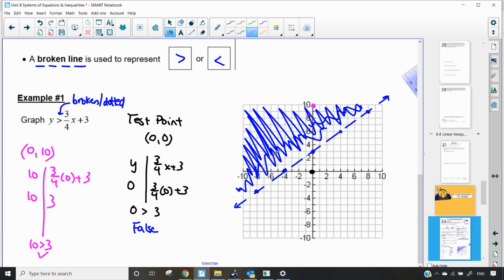We might pick a different point here. Let's choose -4 and 4. So if I sub those in, I've got -4, 4, setting up my inequality. Y is 4, and then I've got 3 over 4 times -4 plus 3. Well, 3/4 times -4 is going to be -3, so I have 4 equals -3 plus 3, which is 0. Well, it is true that 4 is greater than 0, so again, this is a solution.